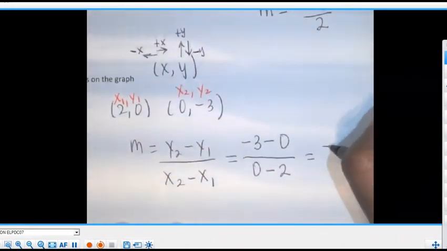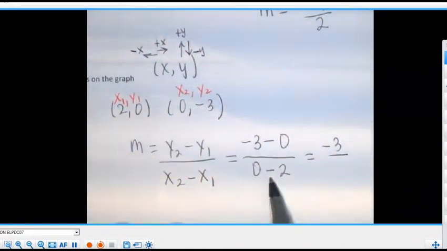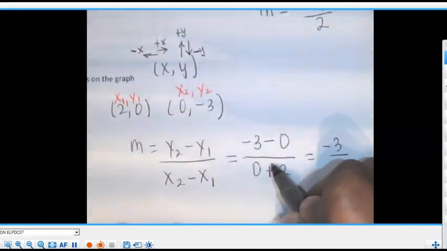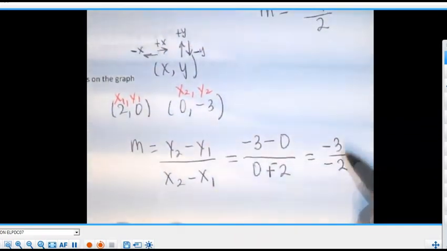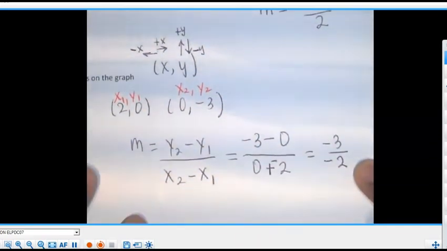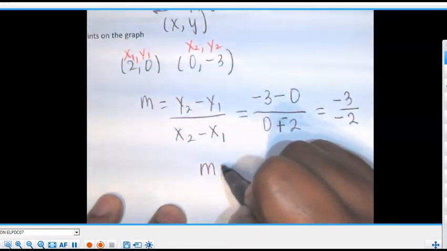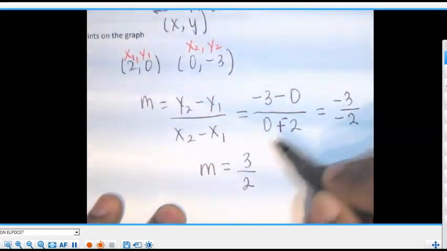So up here is negative 3 over, and then 0 minus 2, or change that to a plus, bump back the negative. This is negative 2. And then we know a negative divided by a negative is a positive. So the answer is m equals 3 over 2.